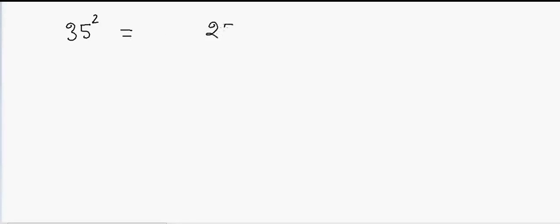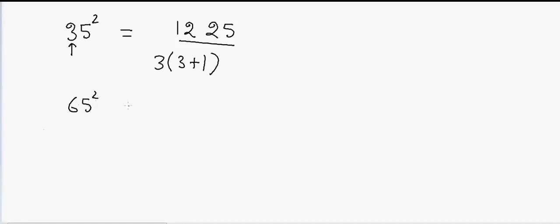Then what I have to do is write 25 in the end and then take 3, which is the first digit, and multiply it with its increment. So 3 plus 1 is 4 and 4 into 3 is 12. So the answer is 1225.